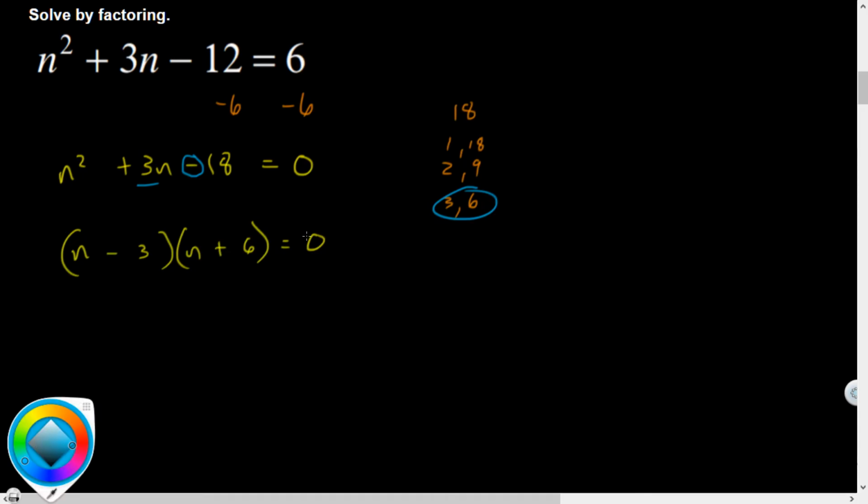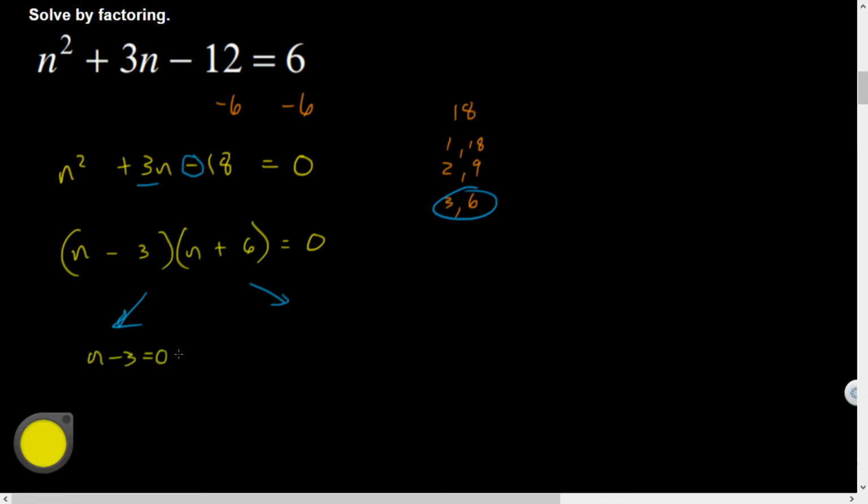But I'm not done yet. Don't forget this is equal to 0. So I'm going to use the zero product property. Break this into two cases. Either n minus 3 equals 0 or n plus 6 equals 0. And let's solve them.